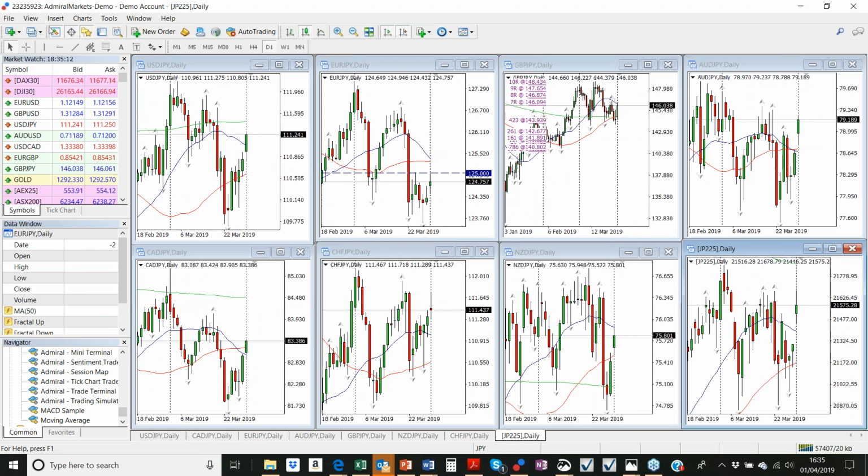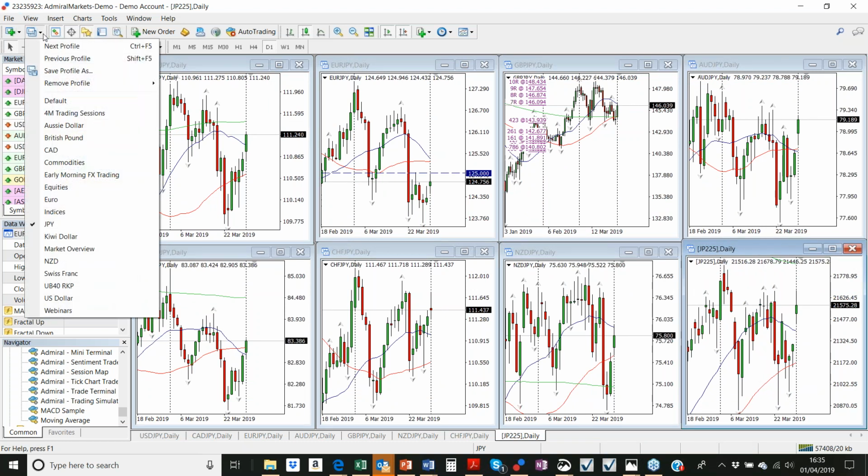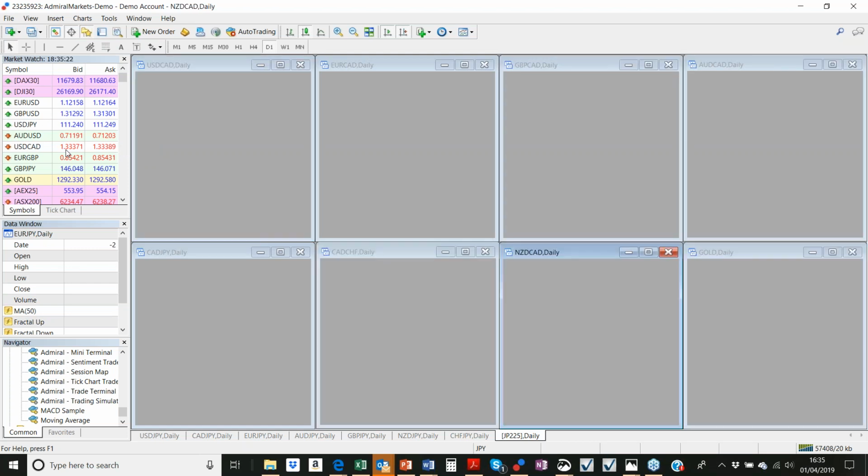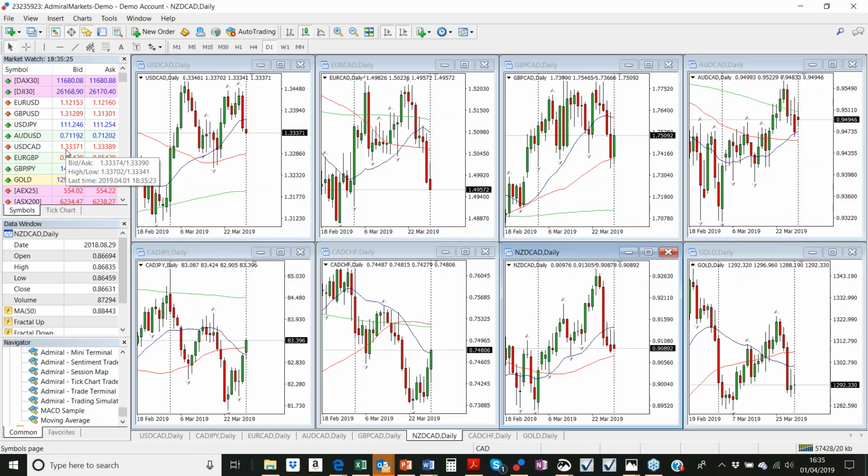Okay, so that was Japanese yen. Let's have a little look at the sort of commodity dollars as well. Let's start with the Canadian dollar. Okay, so here we go. We've got our profile set up for the Canadian dollar.